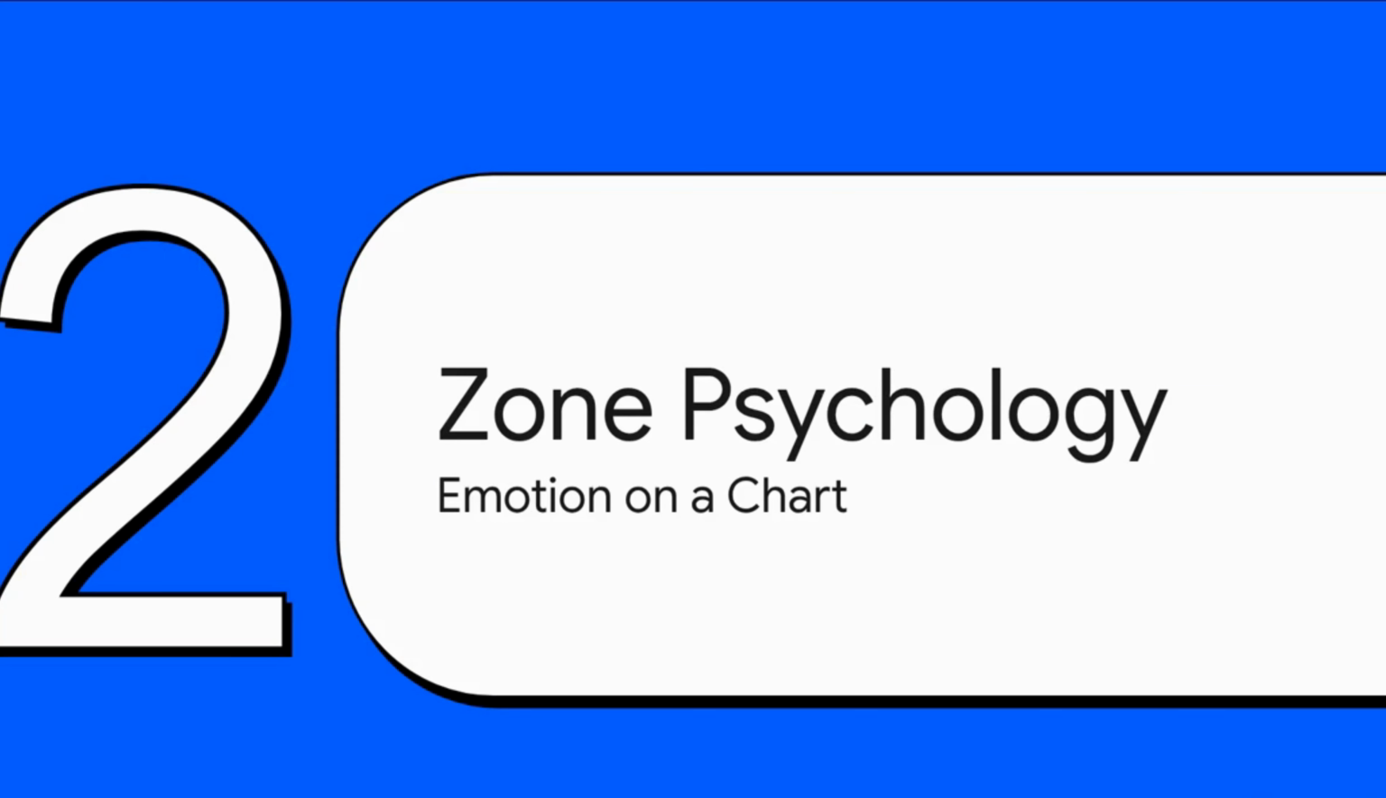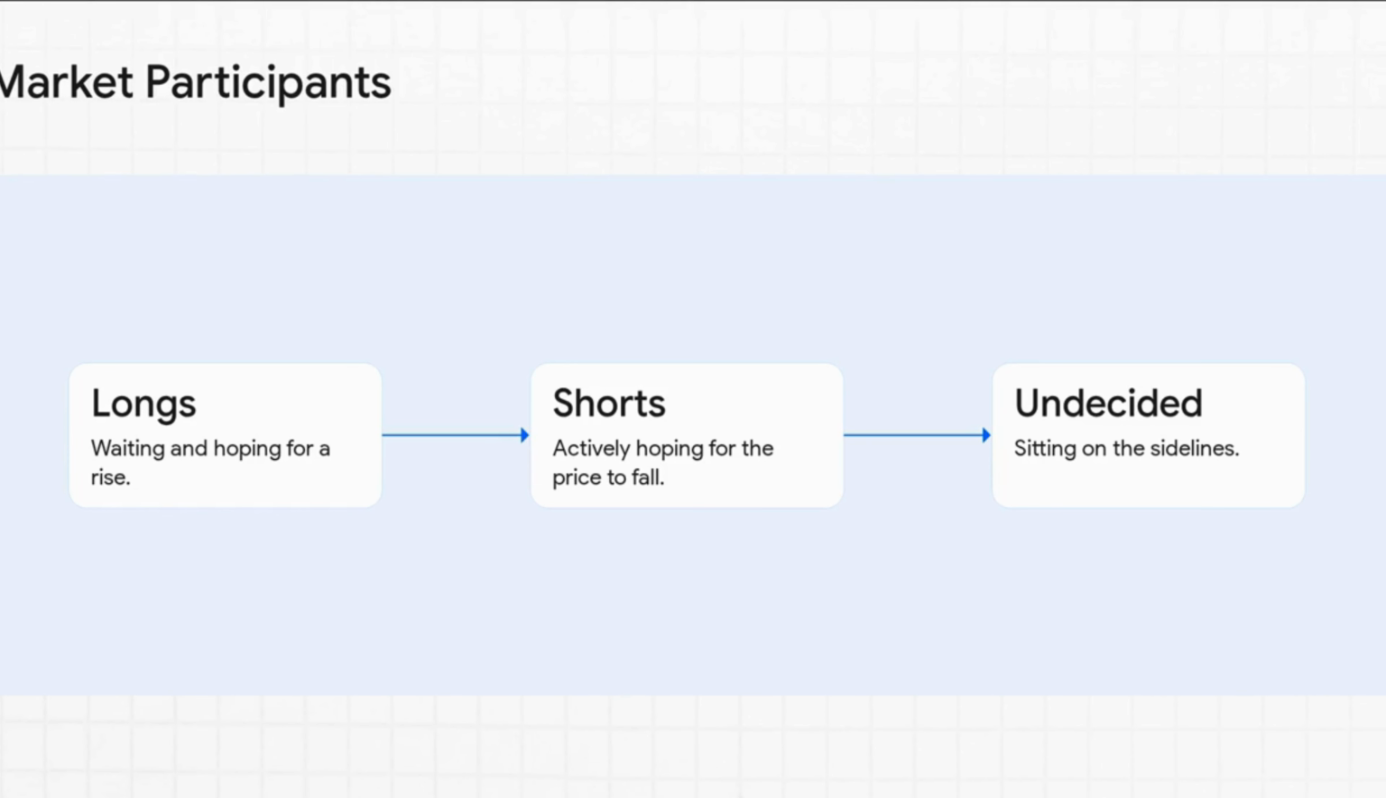Moving on to Section 2, the psychology behind the zones. Emotion on a chart. Now, we absolutely have to remember that these aren't just arbitrary algorithms firing off. These are active battlegrounds of human emotion. These barriers form strictly because of the conflicting behavior of three very specific groups in the market.